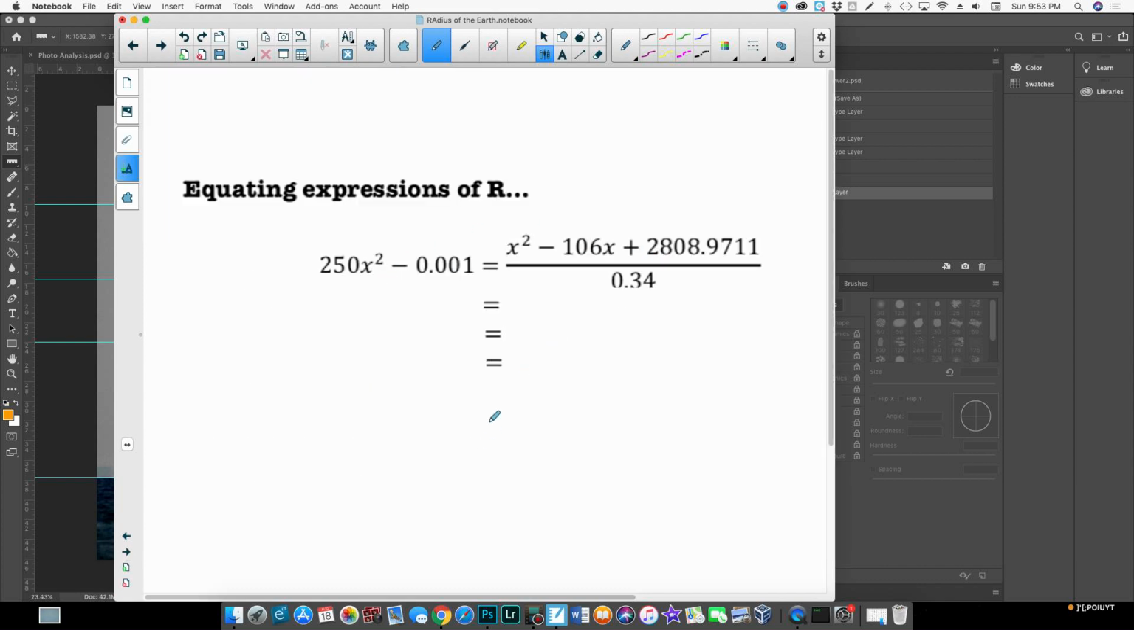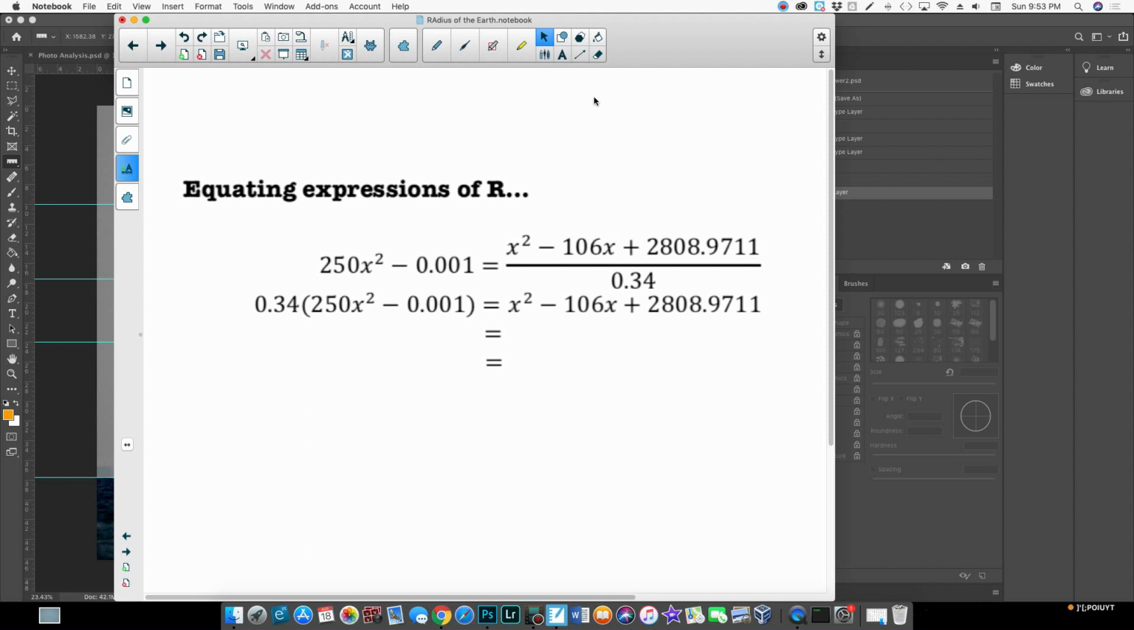So there they're set equal to each other, and I want to get x by itself. I want to solve for x. So the first thing I'm going to do is multiply both sides by 0.034. So this side gets multiplied by 0.34, and this side, when it gets multiplied by that, it's gone. Now I need to use the distributive law to expand that into the brackets. And when I do that, I'm going to get 85x squared minus 0.00034. This side remains unchanged for now.